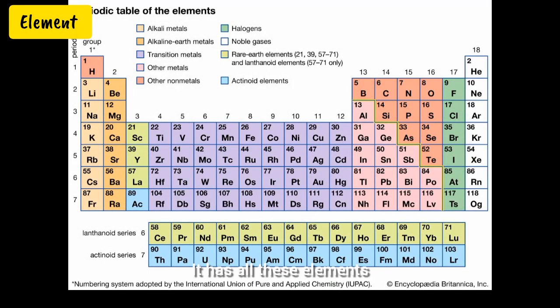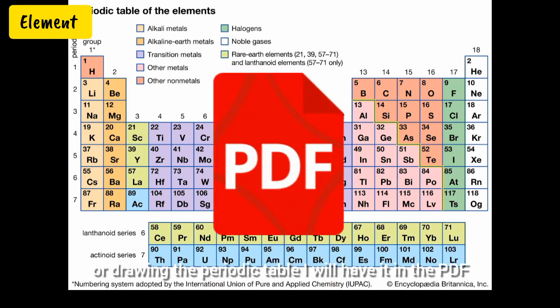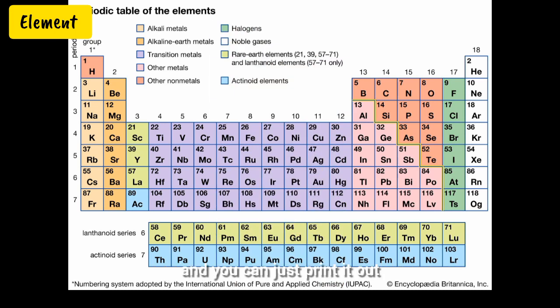It has all these elements that you see here. And again, don't worry about writing or drawing the periodic table. I will have it in the PDF and you can just print it out. With that said, the scientists have arranged the elements of the periodic table in increasing proton number. So it goes from the smallest proton number to the larger proton number. That's the way they are arranged.